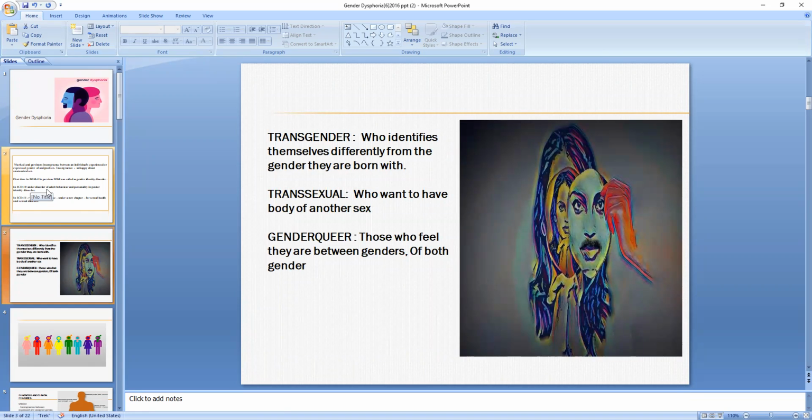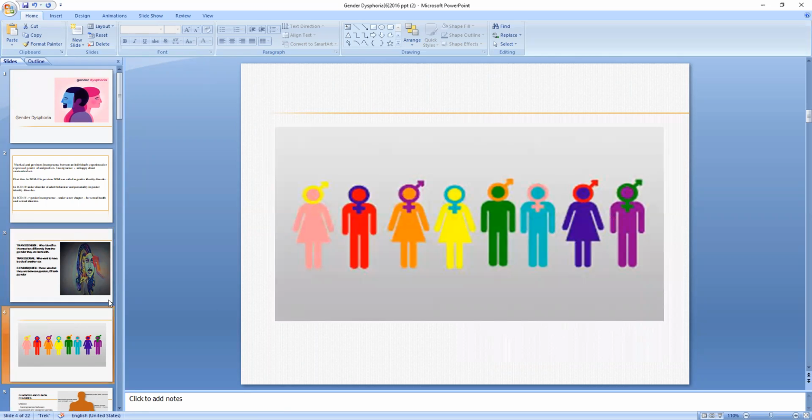Types of gender dysphoria. First is transgender, who identify themselves differently from the gender they were born with. Second is transsexual, who want to have the body of another sex. Third is gender queer, those who feel they are between genders or both genders. These are the types.